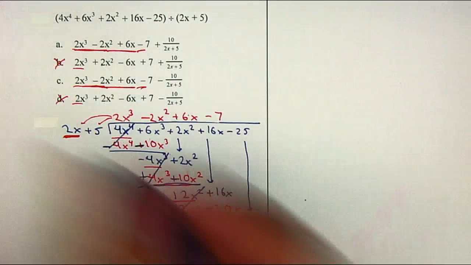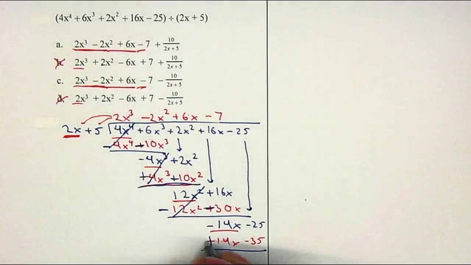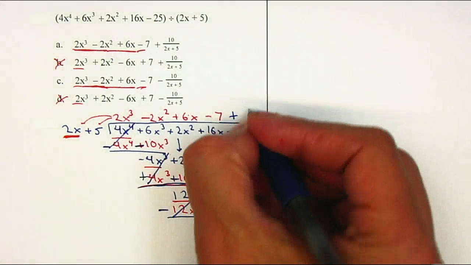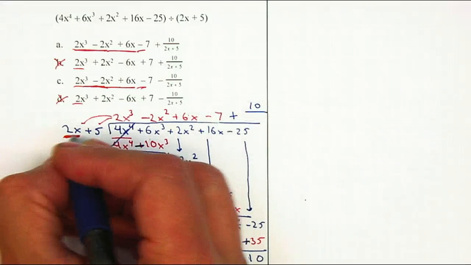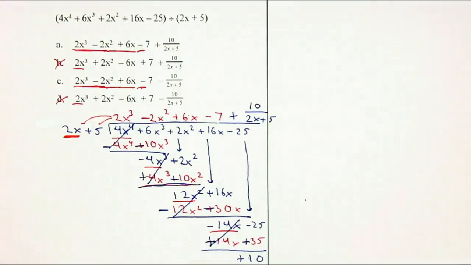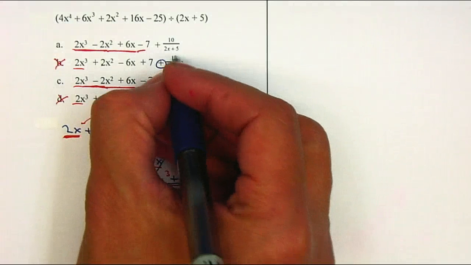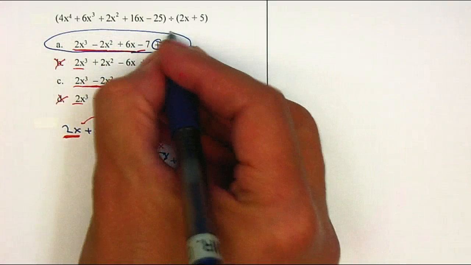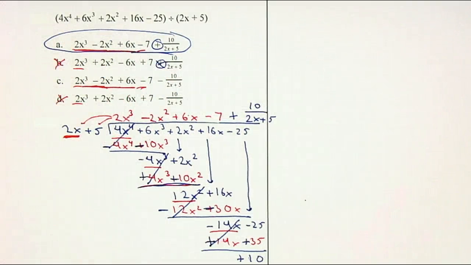Change the signs. Remember, you need to change the signs for both. That becomes a positive. That's a negative becomes a positive as well. First term should cancel. That gives me a positive 10. So therefore, there should be a positive 10 with the denominator of 2x plus 5. The remainder is 10. So therefore, your answer is positive 10. So your answer is letter A. And that's your answer.